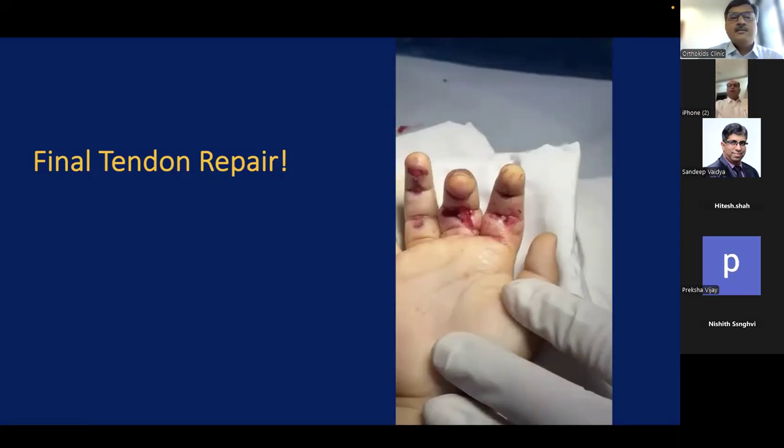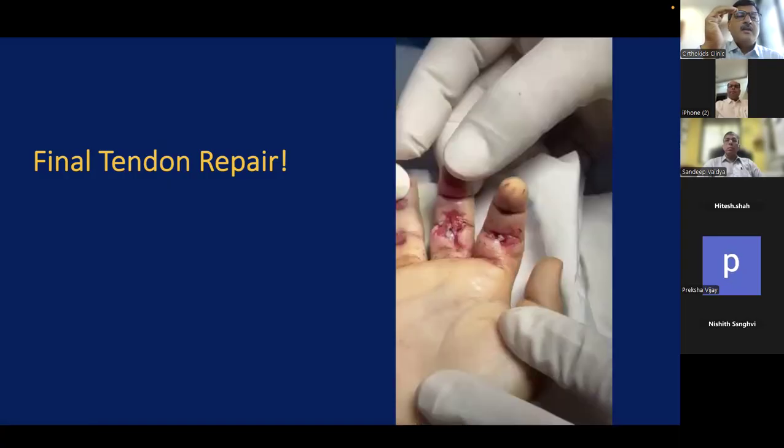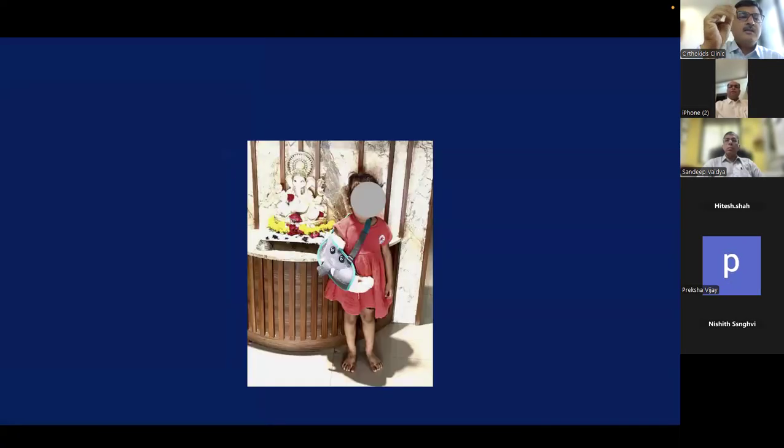And you did not do anything for the fracture? It was undisplaced, so we plastered. The initial plaster was in this position, and after 3 weeks we changed it so that the parents can move the finger. So this is the position of plaster we gave.